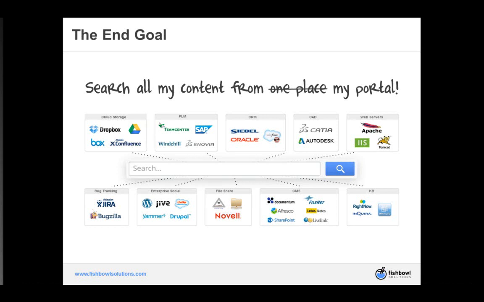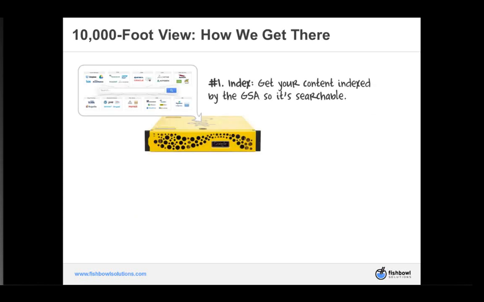It makes sense. So what are we trying to do? We're trying to enable Google to search across all of our enterprise information and do that from one place, with that one place being your portal. So how do we actually do that? At a very high level, there are a couple of pieces involved in making that happen.